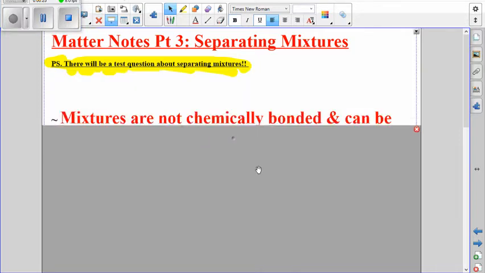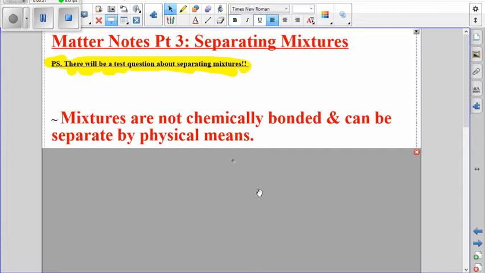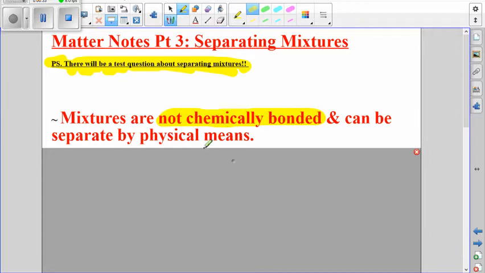So let's not forget from last week, mixtures are not chemically bonded. They're not chemically bonded. And so we should be able to separate them by physical means. So what I'm saying is, when you have a mixture, the things in the mixture are not chemically bonded to each other. So when you separate them, you shouldn't be changing anything chemically. You should have the same two things, they're just now in different containers.